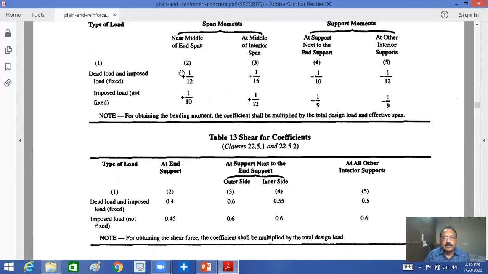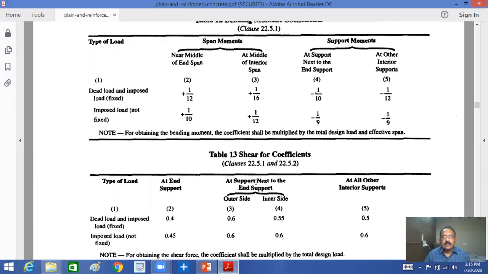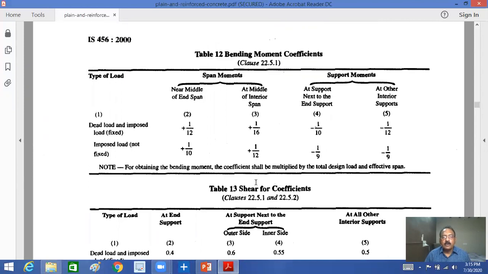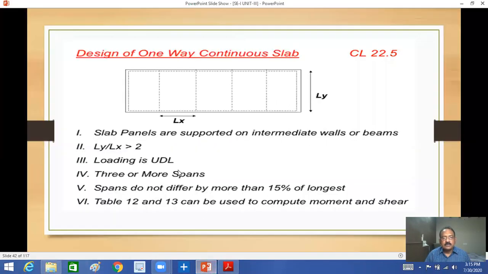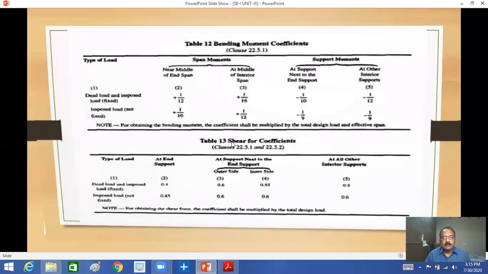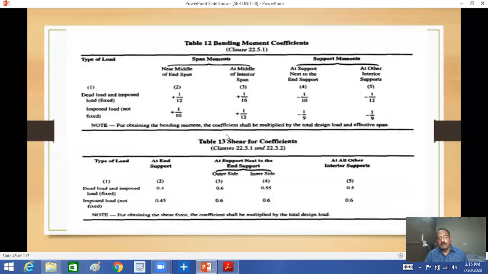So this table is very important in calculating bending moments and shear forces in continuous slabs from IS 456, clause 22.5, Table 12. From this, we will substitute these values to calculate moment and shear forces. This is one of the important ones.